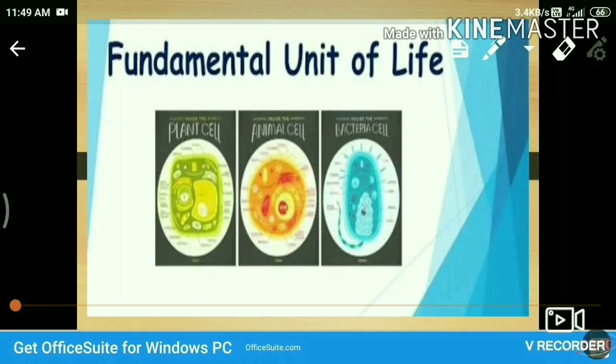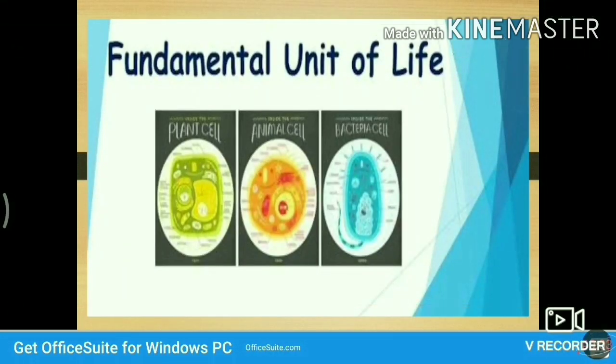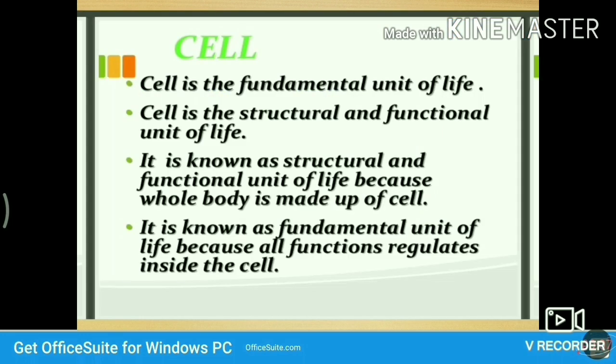Today we will study Chapter 5, the fundamental unit of life. Cell. Cell is the fundamental unit of life. It is the structural and functional unit of life. Now why is it called so? Because the whole body is made up of cells. It is known as the fundamental unit of life because all functions are regulated inside the cell.